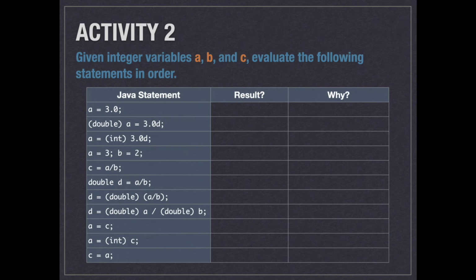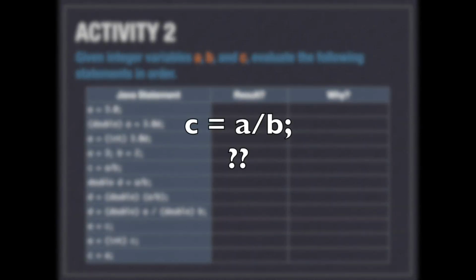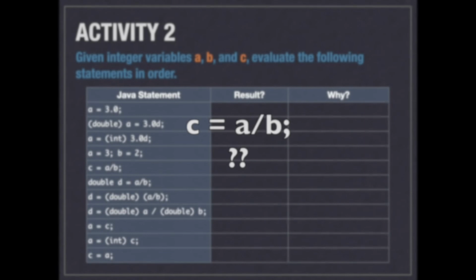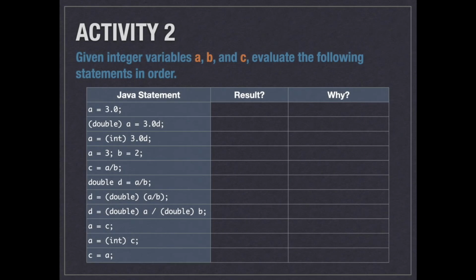Okay, so line 5, C equals A divided by B. You might ask first, is there a data type mismatch issue? Or you might plug in the values for A and B. A is 3, B is 2. So you're dividing 3 by 2, figuring out what the result is, and then thinking about, is there a data type mismatch issue to fix?